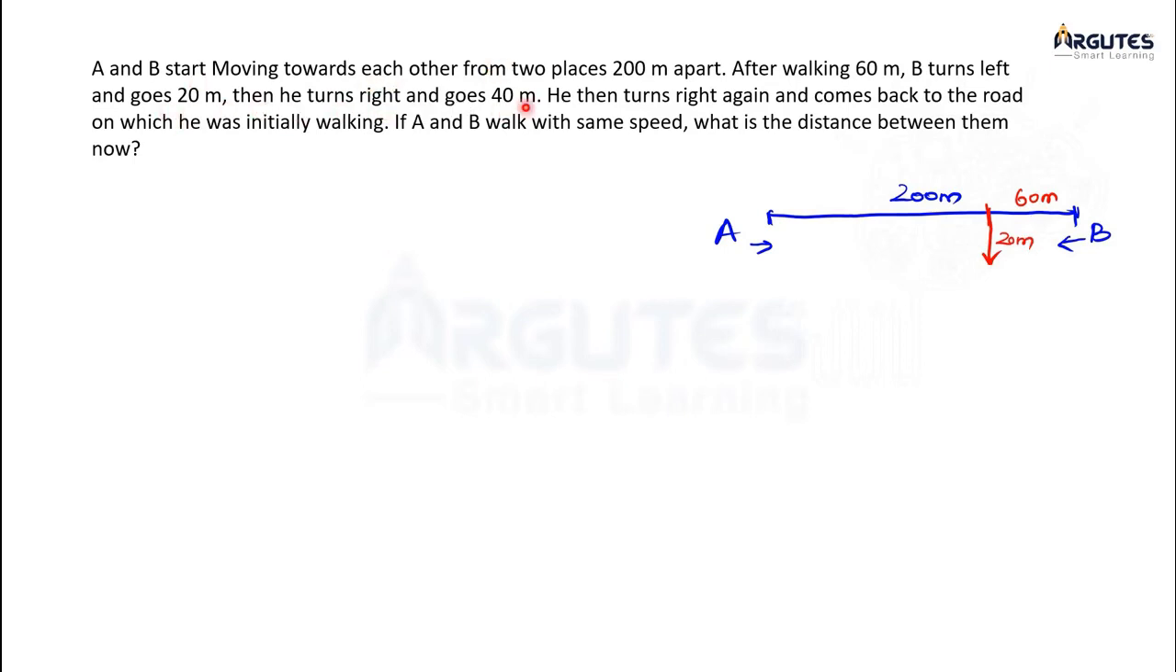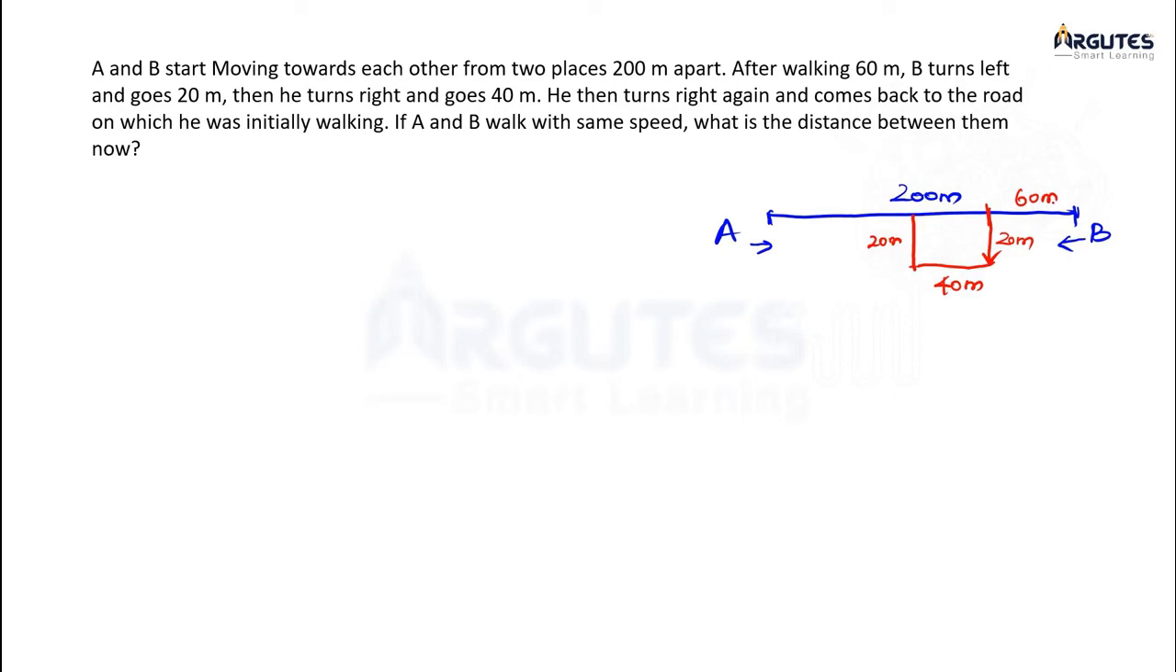Then he turns right and goes 40 meters. So again right hand side this side, 40 meters he is moving. He then turns right again and comes back to the road on which he was initially walking. So again he is moving back to the same road. So you have to walk 20 more meters. If A and B walk with same speed, what does that mean by same speed? A and B are traveling a certain distance in a certain time. Same distance in the same time.